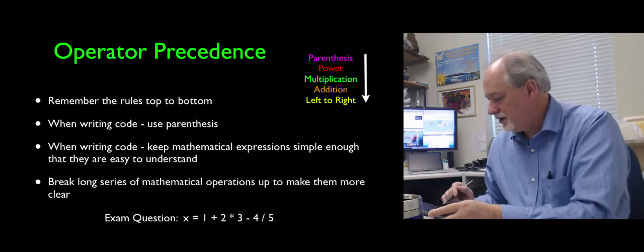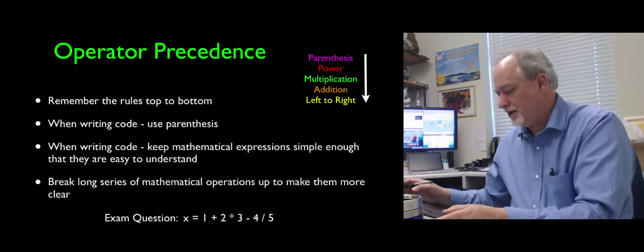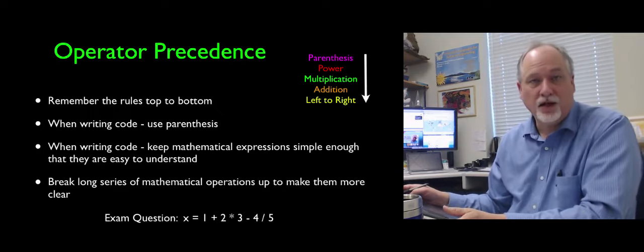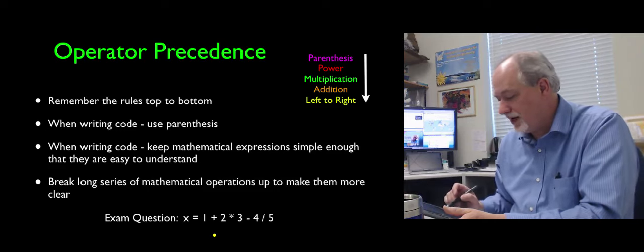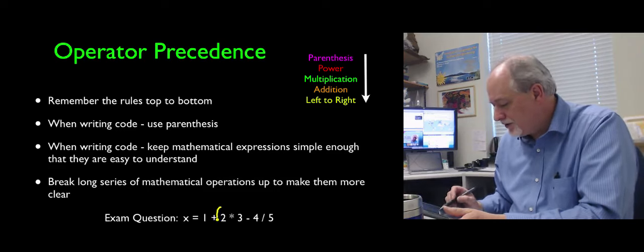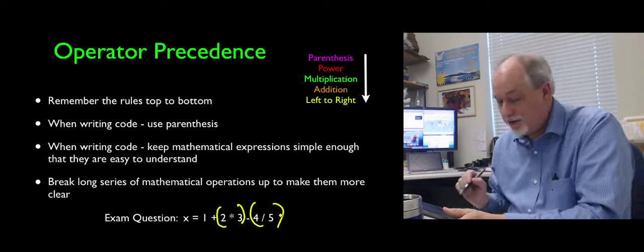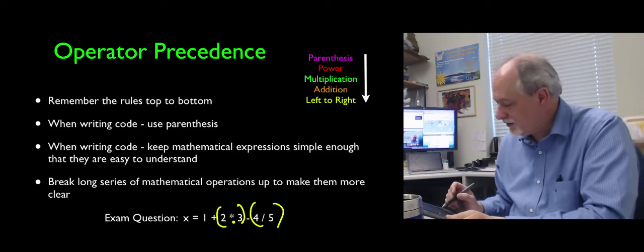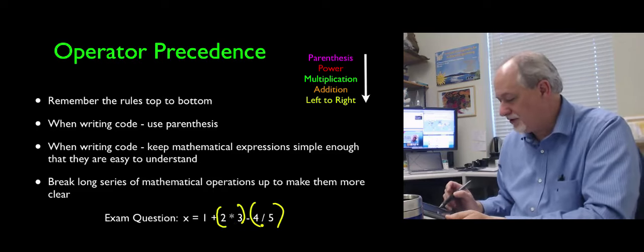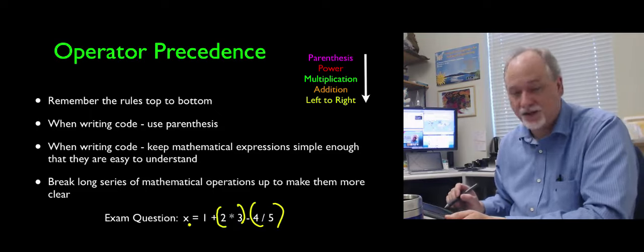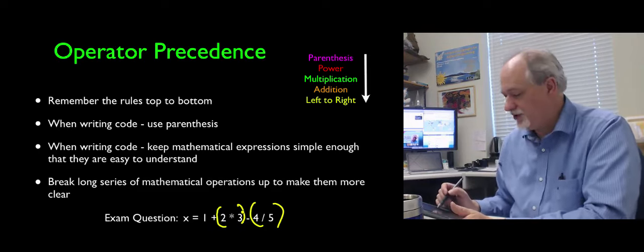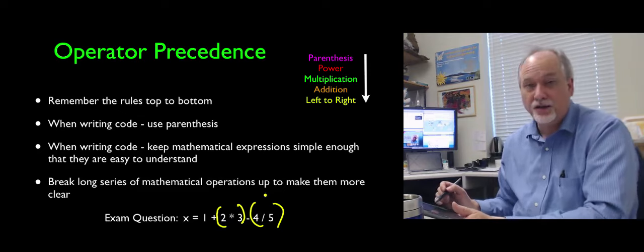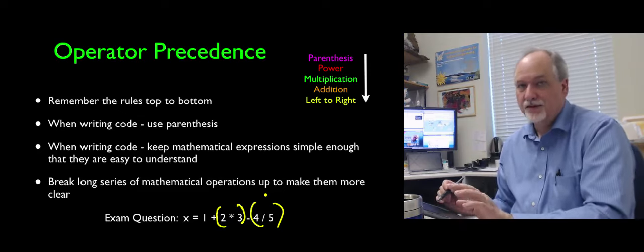You know, so here's an exam question. Now, I wouldn't write this code this way. I would put a parenthesis here and a parenthesis there. It's the same thing, because that's exactly the 2 times 3 is going to happen, and the 4 over 5 is going to happen, and then the plus and the minus will happen left to right. But why not make it easier on your readers and just put the parentheses in? Because they're redundant, they're not necessary, but away you go.